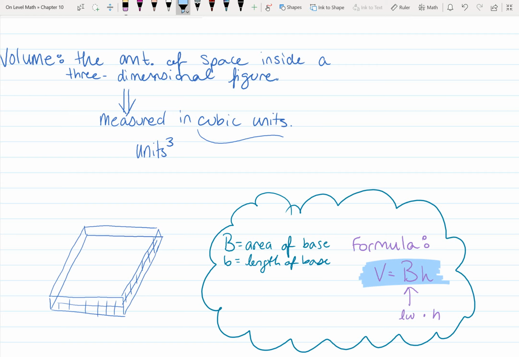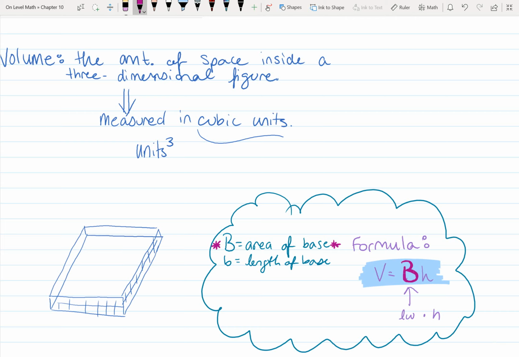Now, in the past I've talked to you about using lowercase variables. That's because uppercase variables have a specific meaning. The meaning of the capital B. Capital B means area of the base. So this capital B means area of the base.